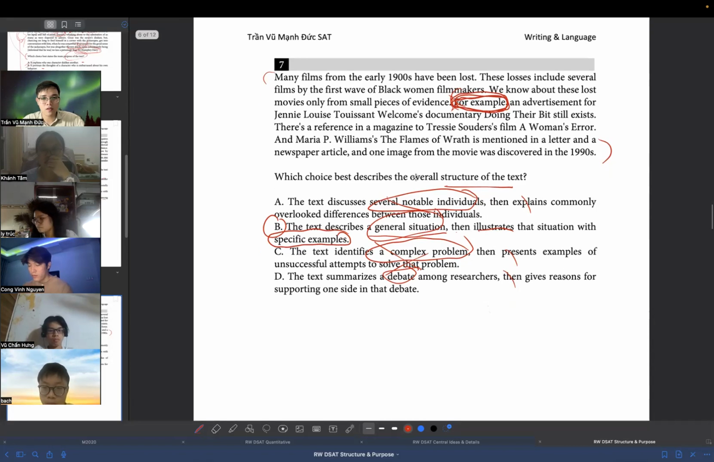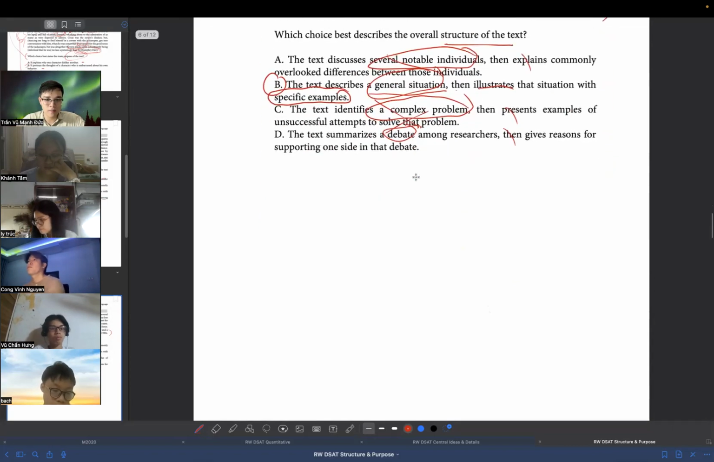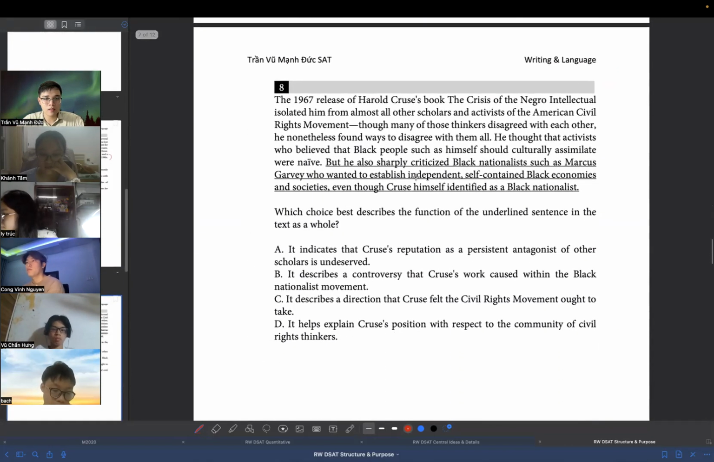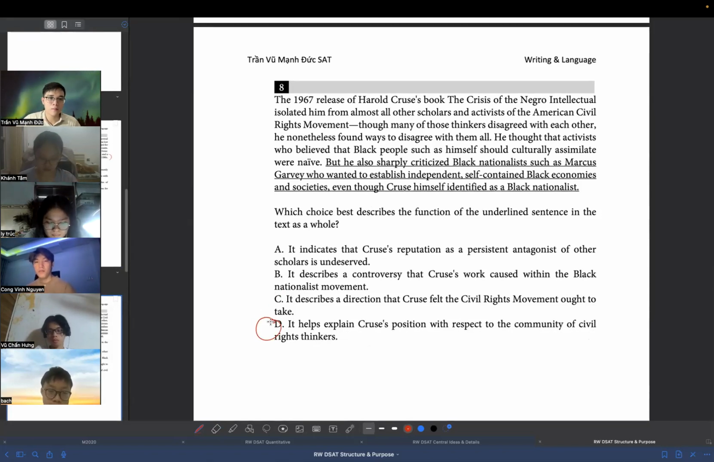All right. So this one requires a bit of wit. And if you are quick-minded, you're going to solve this question very easily. All right. Next up, 8, Bike. What did you choose? C. You chose C. Let's see. It describes a direction that occurs. Oh no, D. All right, D. It helps explain Cruz's position with respect to a community of civil rights thinkers. All right, why did you choose D?